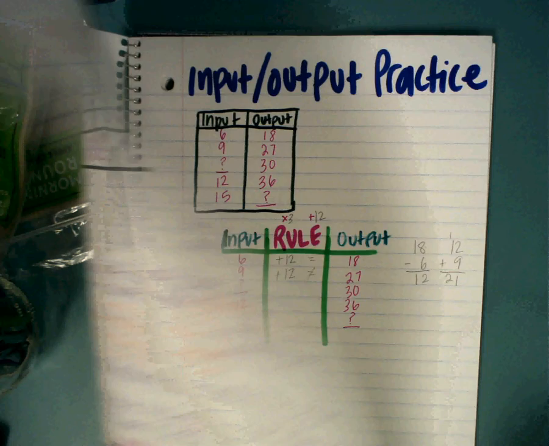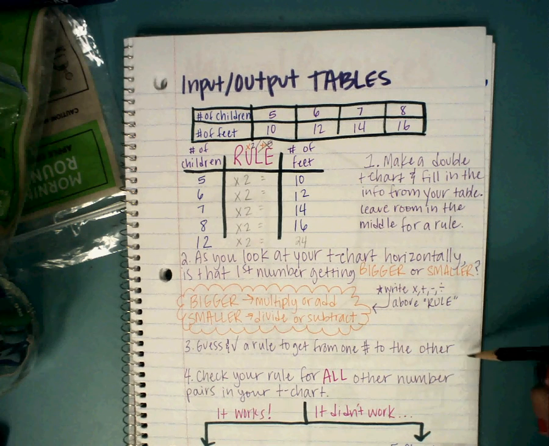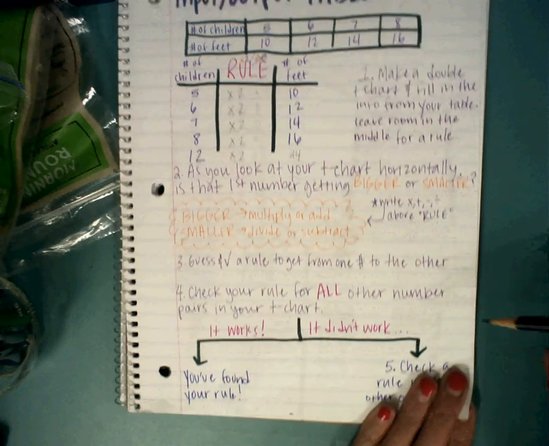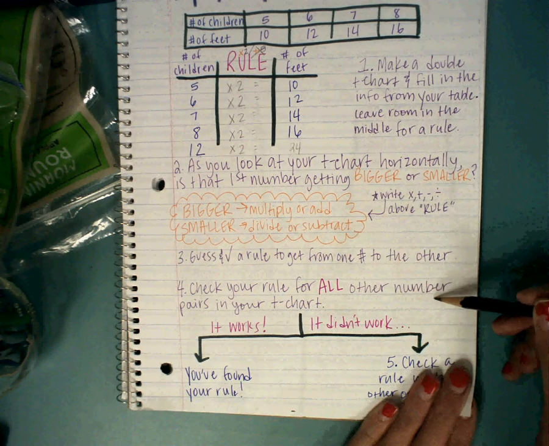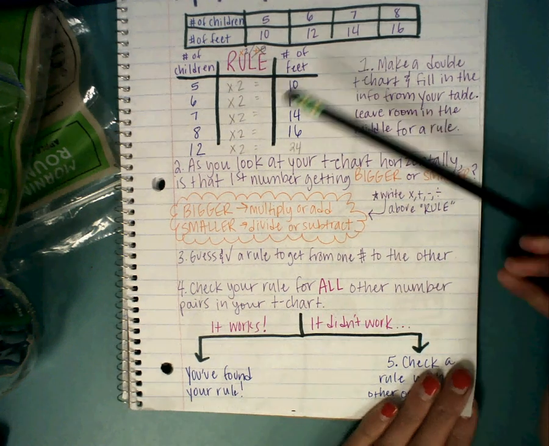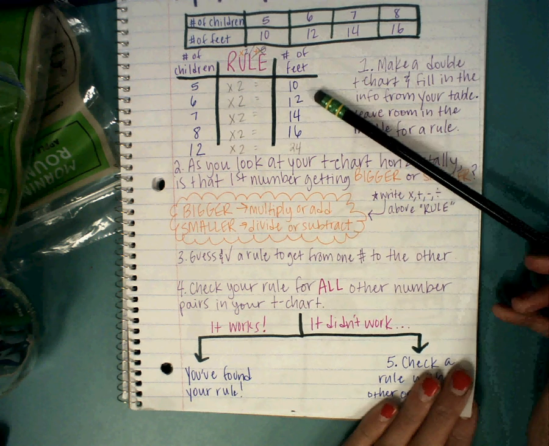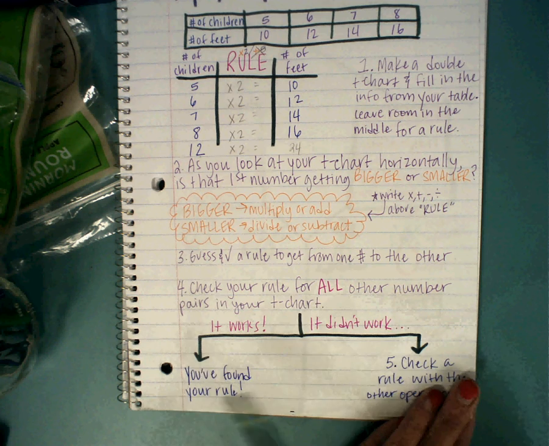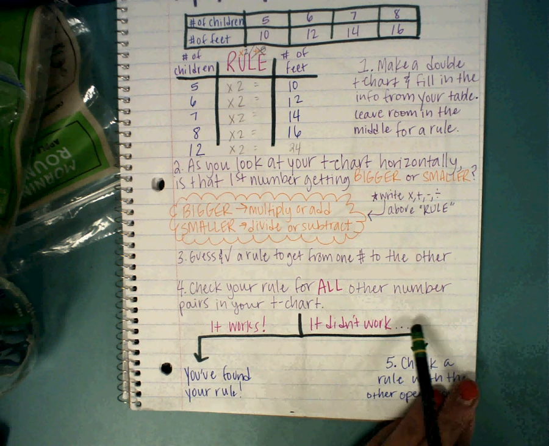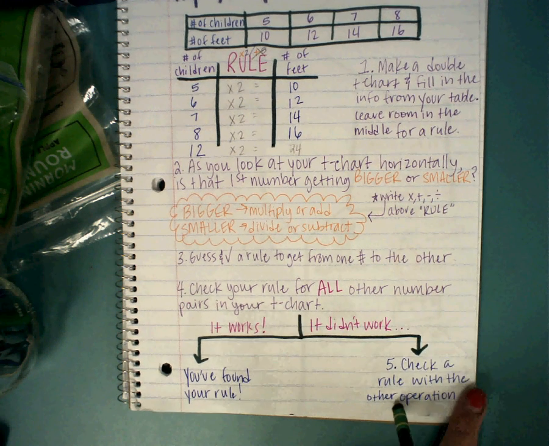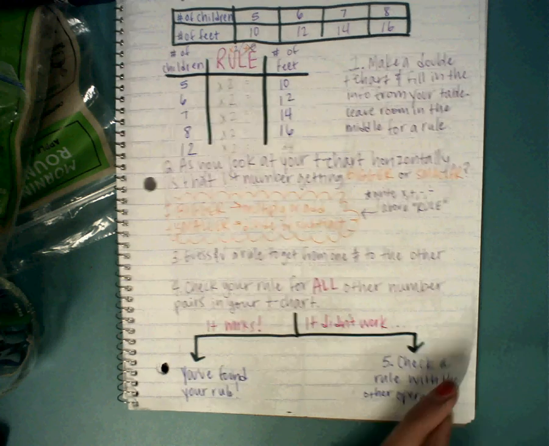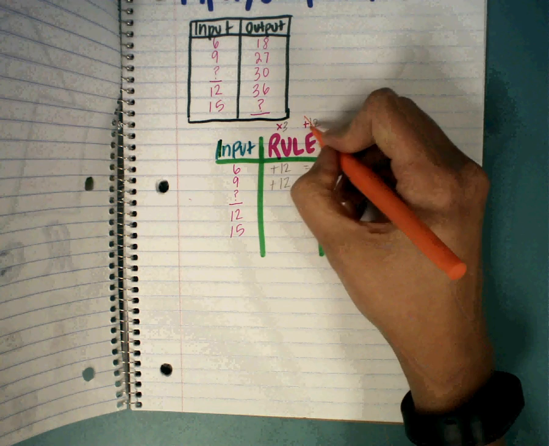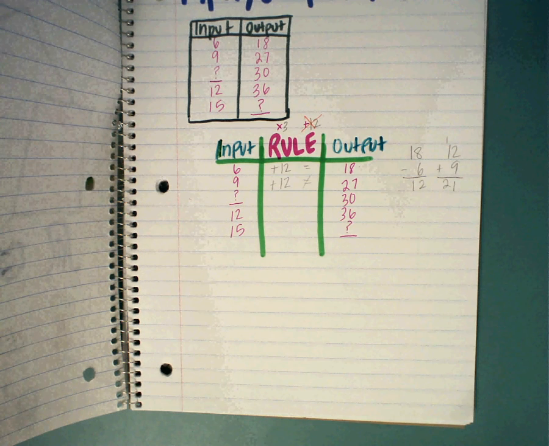Because at this point, I am guessing and checking to get a rule to get from one number to the other. And then I have to check that rule for all the other number pairs in the T-chart. So I did it for the first and it worked. I did it for the second one, it didn't work. So then I come down here, and if it worked, then I would have found my rule, but it did not work. Dun, dun, dun. So I have to check the rule with the other operation. So this can't be it, right? It can't be plus 12. Right? So I'm going to go ahead and erase this middle part.